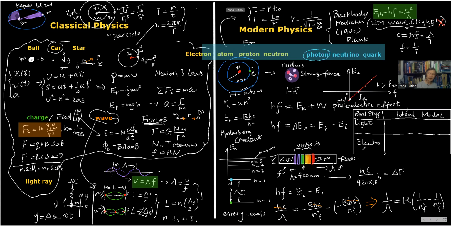Before that, we use the wave model, so we use electromagnetic wave, right? That's before this time. So we use the wave model to describe light. However, according to Planck and Einstein, this time we use a particle model. It's called photon.